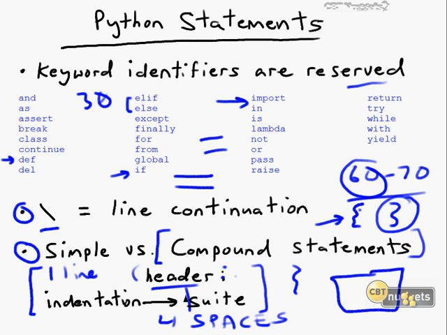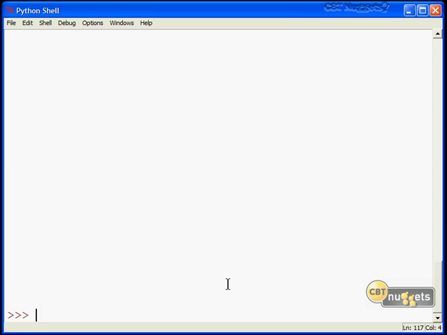After your header line, you have your indentation. The rest of your block, whatever it is, a class declaration, a function, an if block, is what's called the suite. And this is simply the second part of your compound statement. Let's take a quick look at keywords, simple statements, compound statements, and line continuation before we go on.